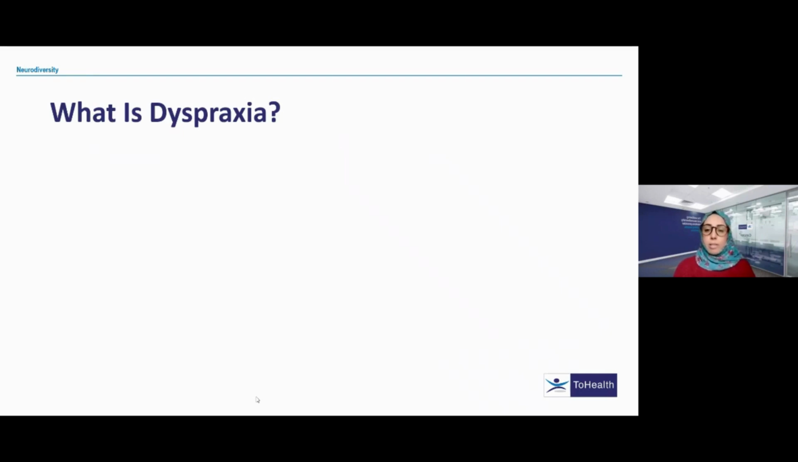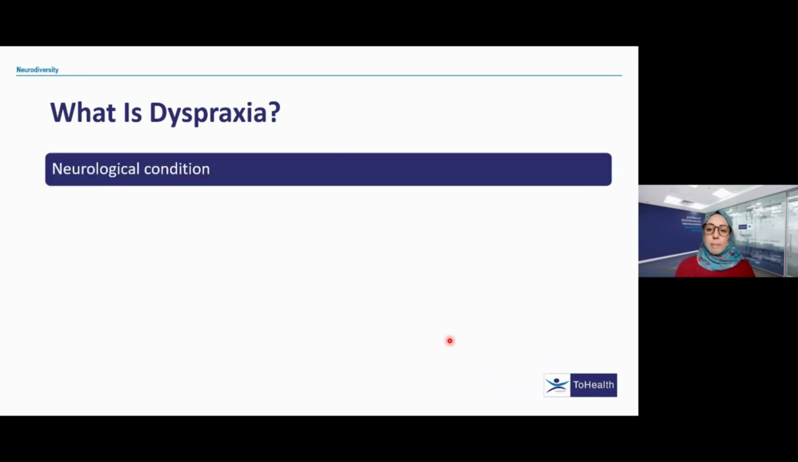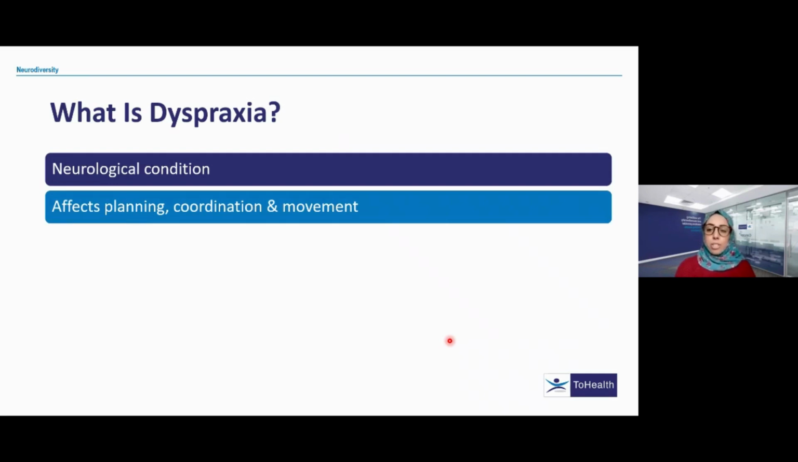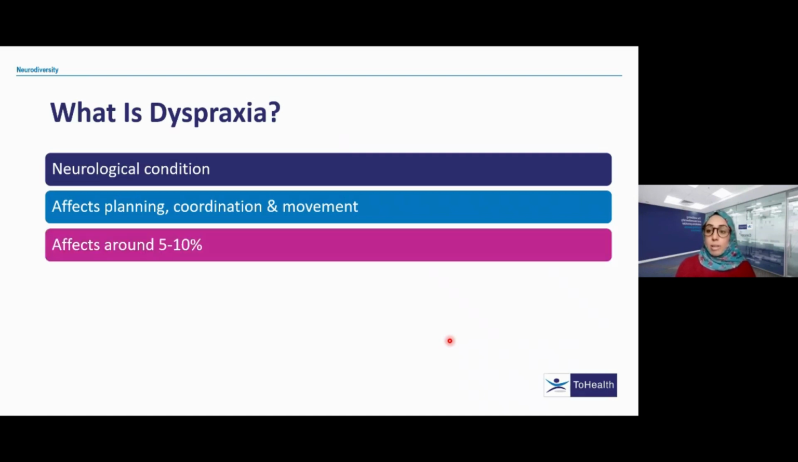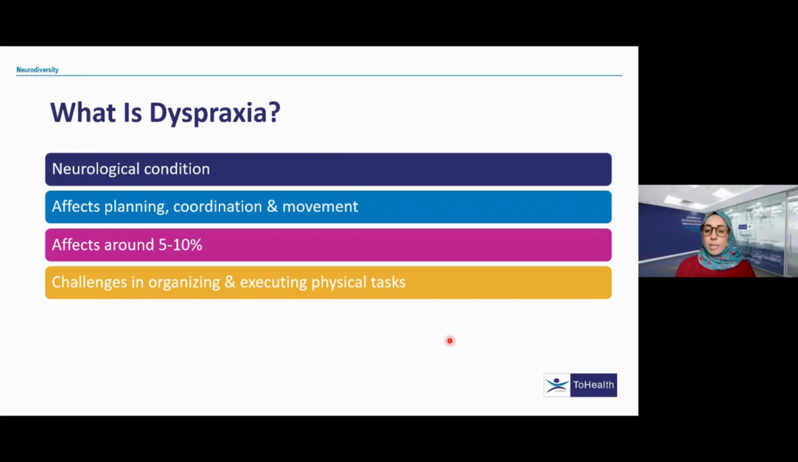Okay, so today's webinar is about dyspraxia. So what is dyspraxia? Well, it's a neurological condition that can impact the planning, coordination, and execution of movement. And it can impact around 5 to 10% of the population to varying degrees. And it is unfortunately often misunderstood. It's not a lack of intelligence or laziness, but rather there is a specific challenge in organising and executing physical tasks.